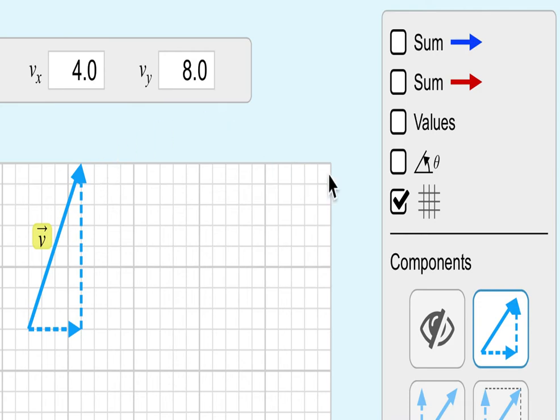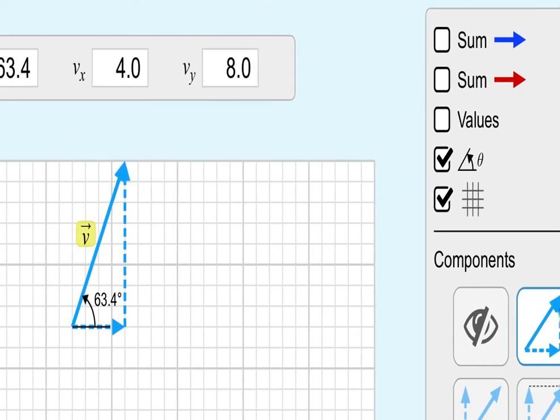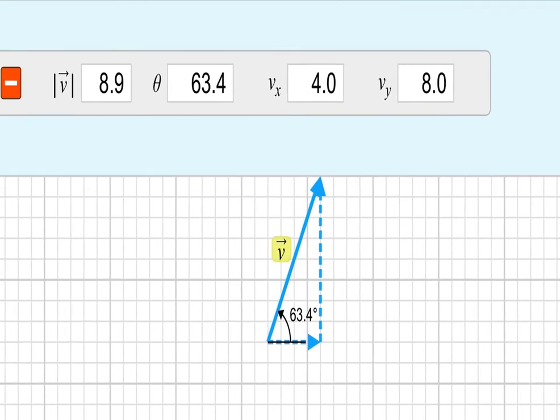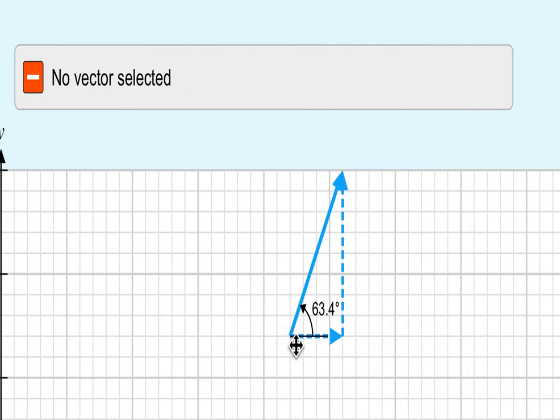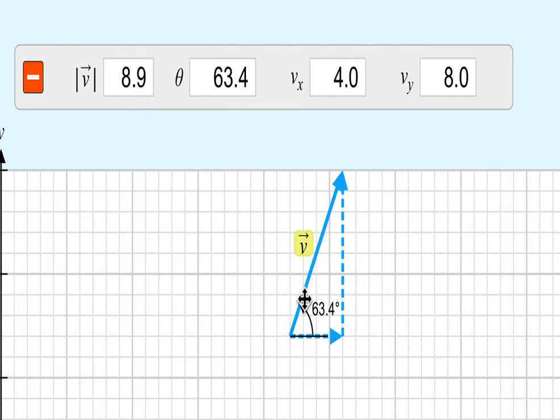So first, let me just show you what I have here. Its angle, you should have gotten a direction of 63.4 degrees relative to the positive x-axis, and the magnitude should come out to be 8.9 units. To get the magnitude of 8.9 units, you should have used the Pythagorean theorem, so the square root of 4 squared plus 8 squared, and to get the angle of 63 degrees, you should have used the inverse tangent of 8 divided by 4.